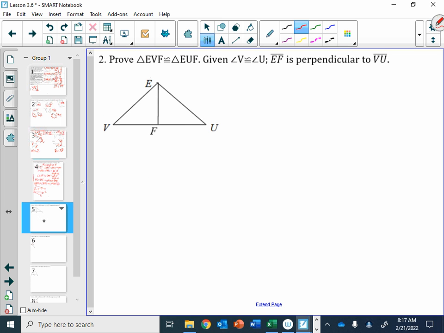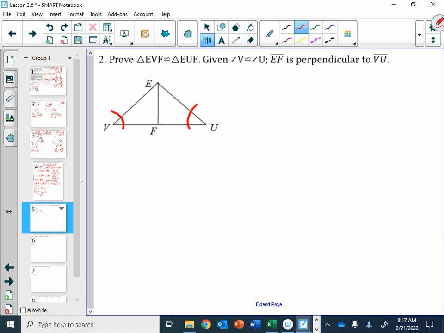Let's do number 2. Alright, prove that these triangles are congruent. So remember also, draw whatever you're given on your triangle. I'm given that angles V and U are congruent to each other. Arc. Okay, those angles are the same. They're congruent to each other.